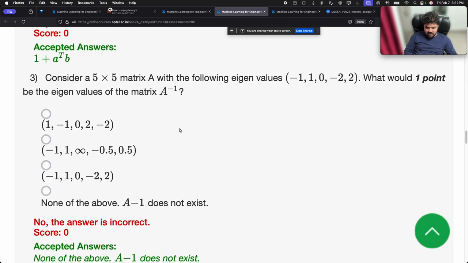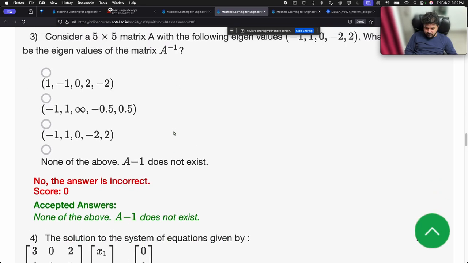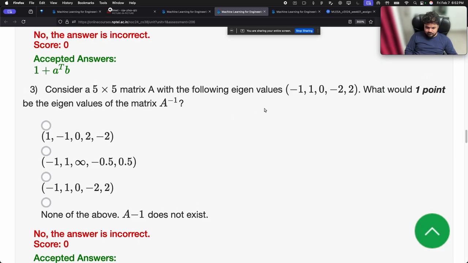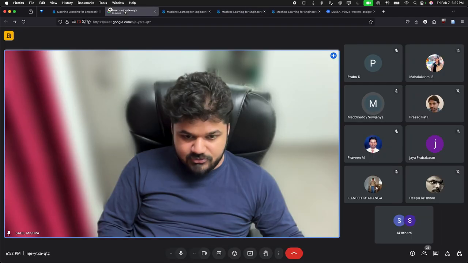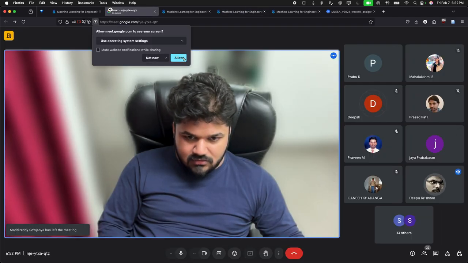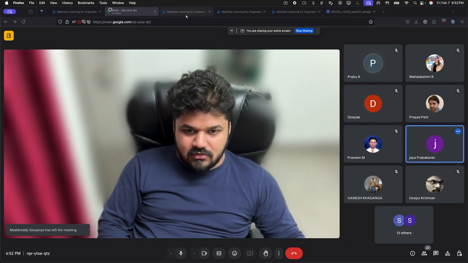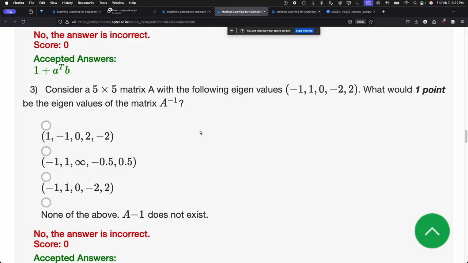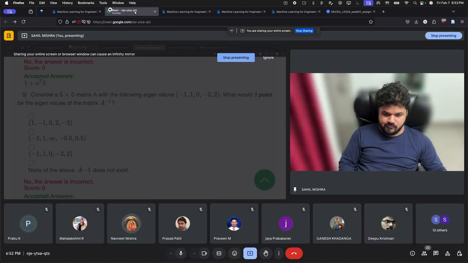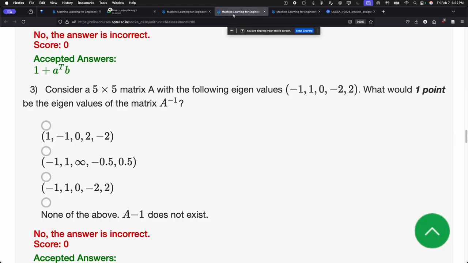Now this one. This is a very nice question. The eigenvalues of this thing. My screen stopped sharing. Now is it visible? This one. What will be the answer?